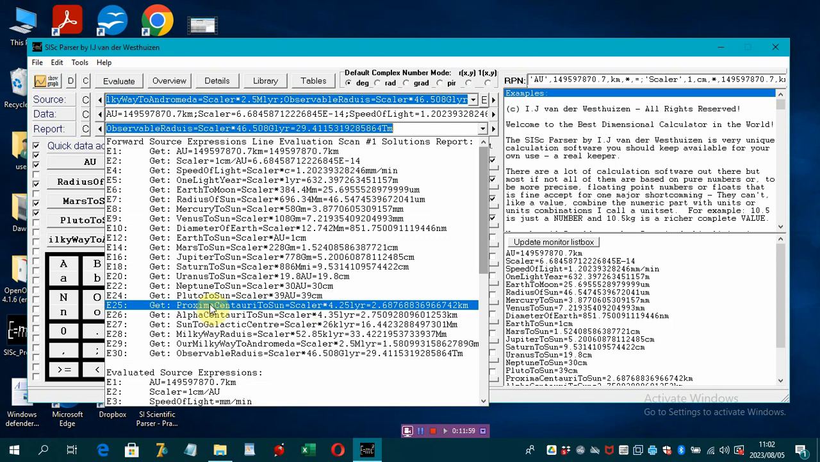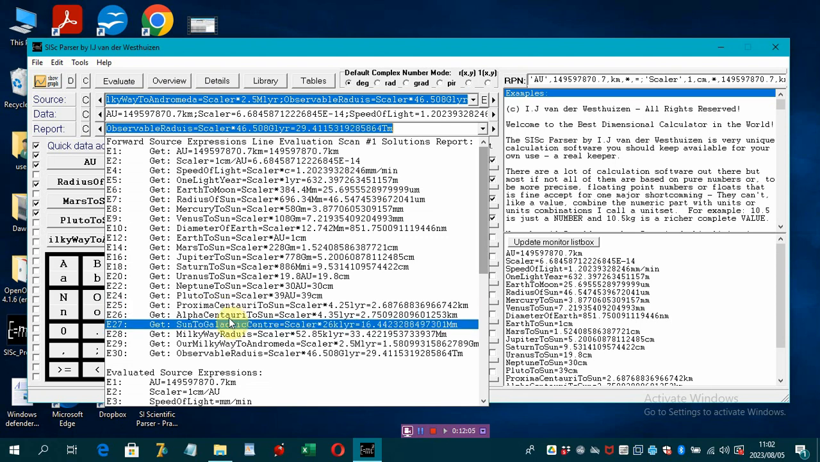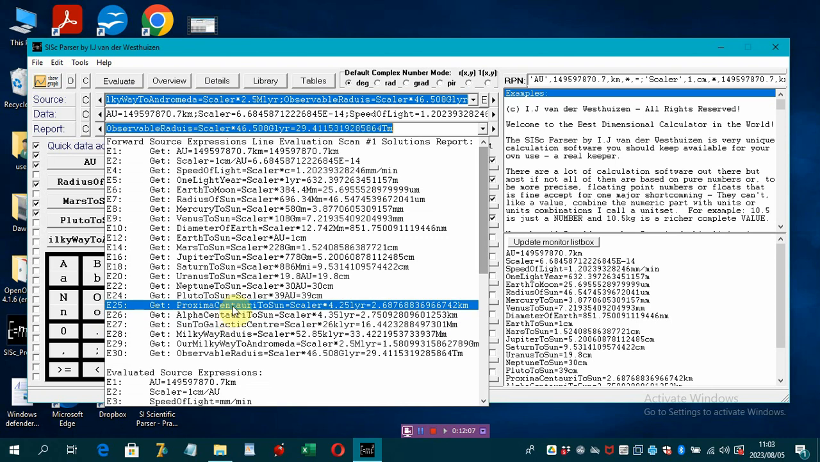It's the closest star to us. That's why it's called Proxima Centauri. It's near Alpha Centauri. Now, Proxima Centauri to the Sun, if you scale it down, that is 4.25 light years. That's the closest star. It will be 2.687 kilometers from our sun in the center of the coin.